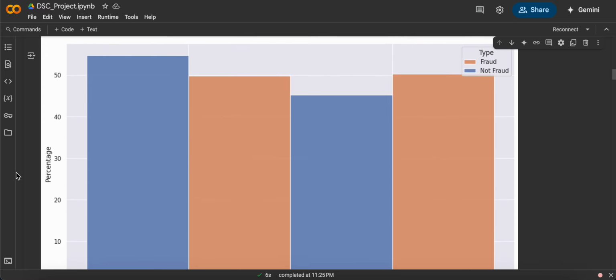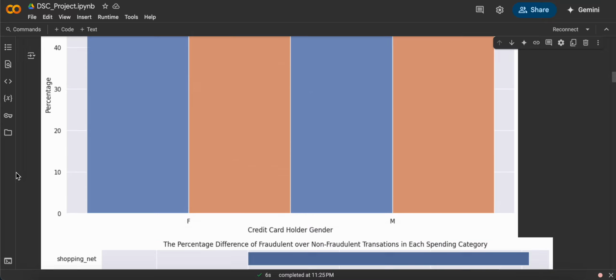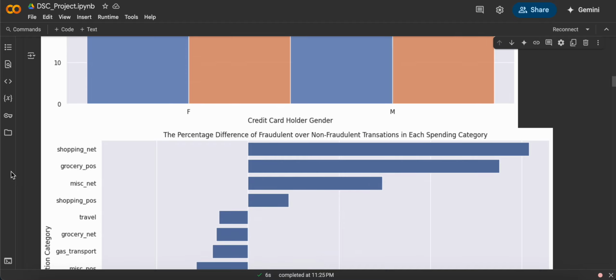Next, we analyzed gender distribution. These results show that both male and female customers were equally targeted by fraud, which tells us gender alone doesn't predict fraud well. Then we examined fraud across different spending categories. This was very insightful. Categories like travel, personal care, and entertainment had much higher fraud rates than others like gas or grocery. This suggests that fraudsters might be targeting specific types of purchases.